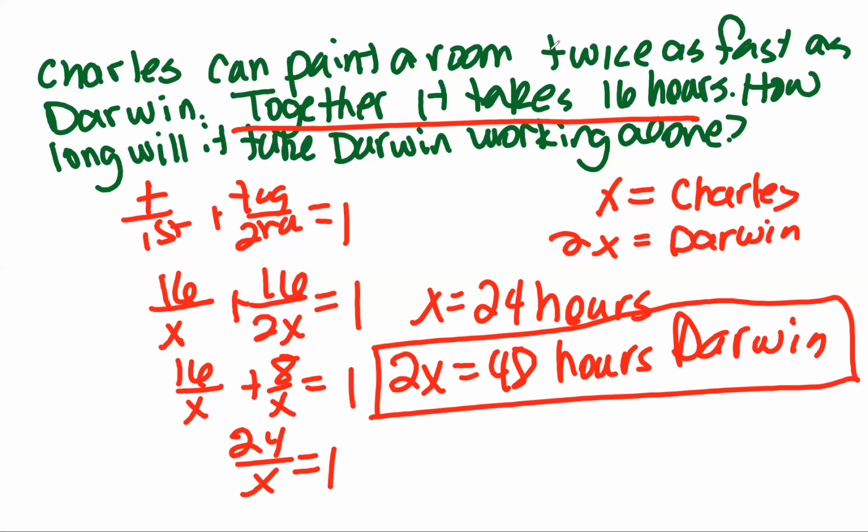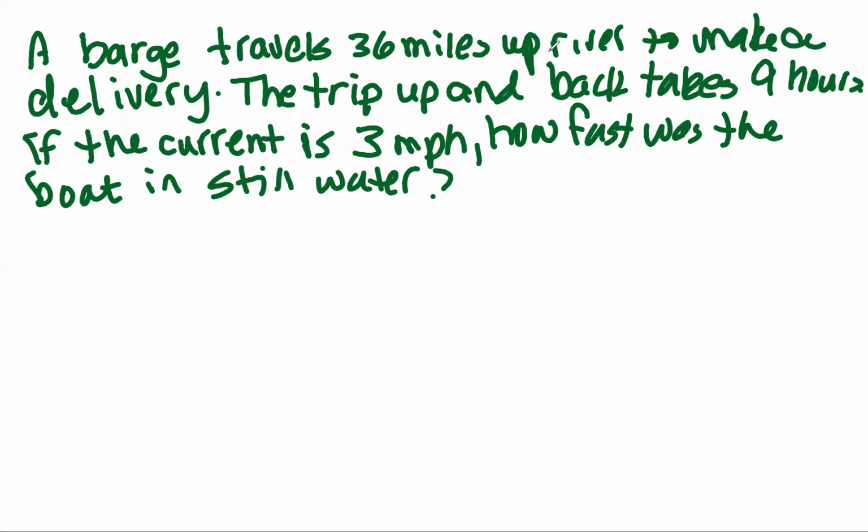Okay, the last example that I have: a barge travels 36 miles upriver to make a delivery. And if he's going to go upriver, he's going to bring it back the same 36 miles. So the trip up and back takes 9 hours. If the current is 3 miles per hour, how fast was the boat in still water?